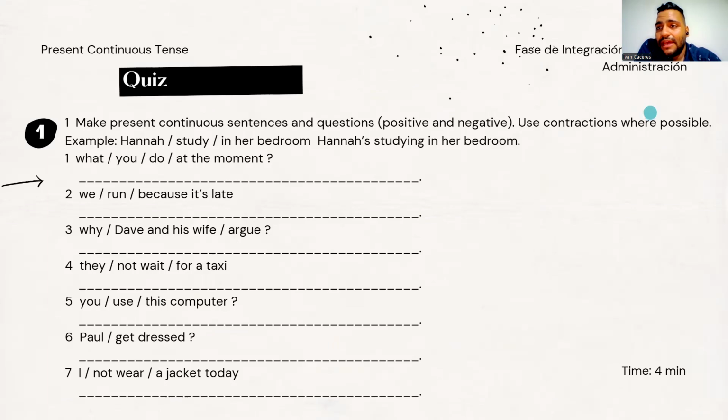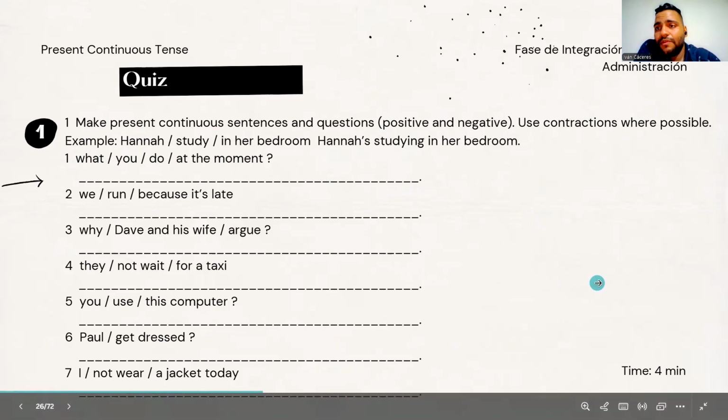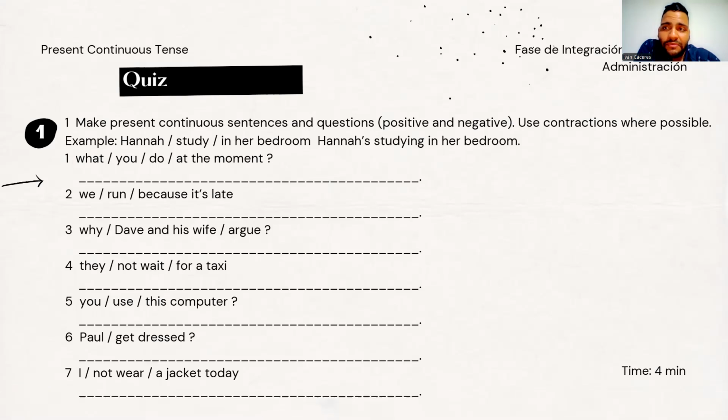Okay, so we have an exercise now that you can do in your notebooks, similar to the one that you would do for the last, let's say, activity or for the quiz activity in the platform. It says, make present continuous sentences and questions, positive and negative. You can use contractions where possible. For example, you have a group of words. Hannah study in her bedroom. And you would say, Hannah is studying in her bedroom. The first one is what you do at the moment. So you should do all 7 of them, and you can do or grab notes in your notebooks and compare them with your classmates to see if you do well.